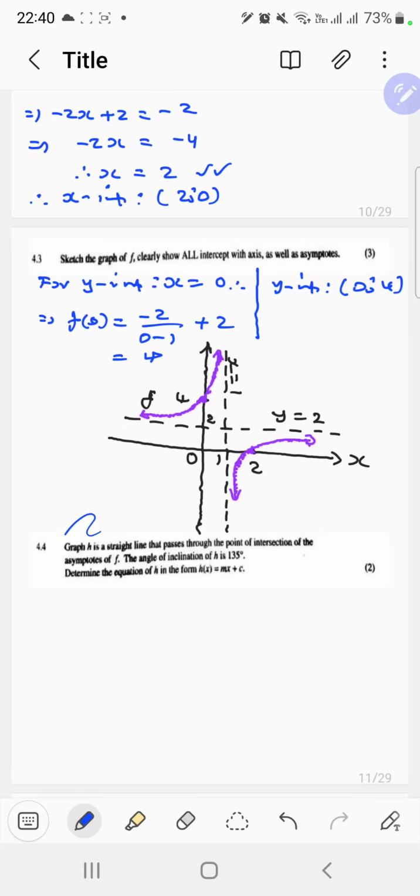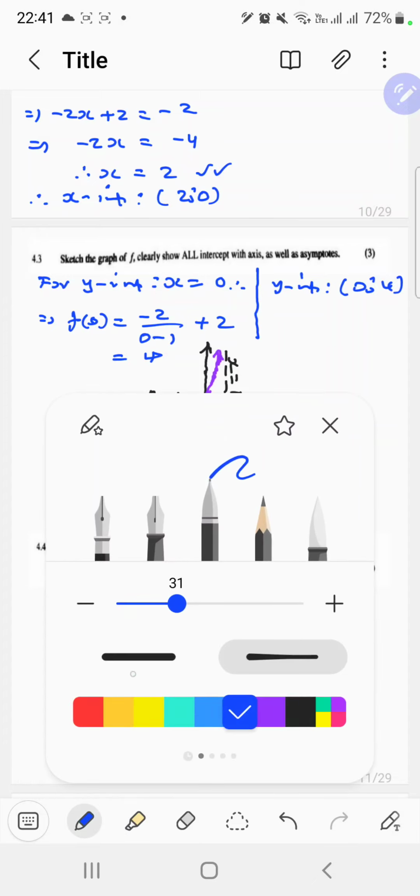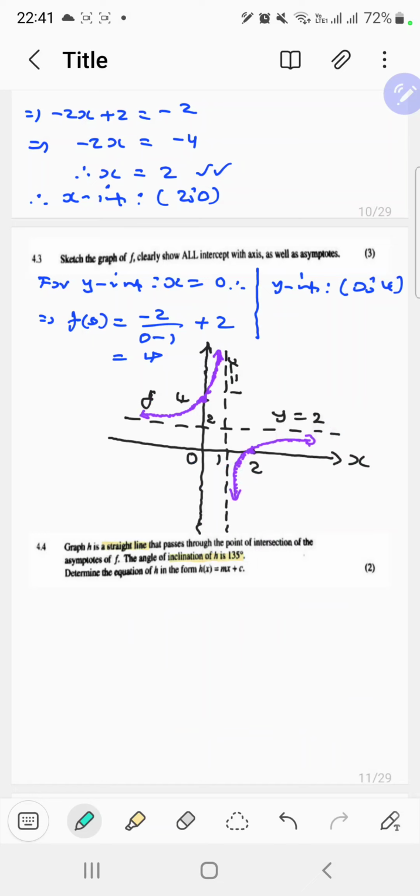Now the next question says, a graph of h is a straight line, okay, that passes through the point of intersection of the asymptotes of f, and then the angle of inclination is actually 135. So what does this tell us? It tells us that, well, we're looking at something that passes there.